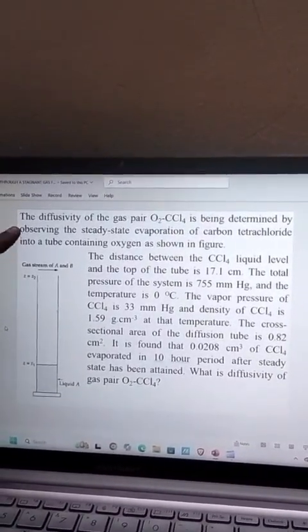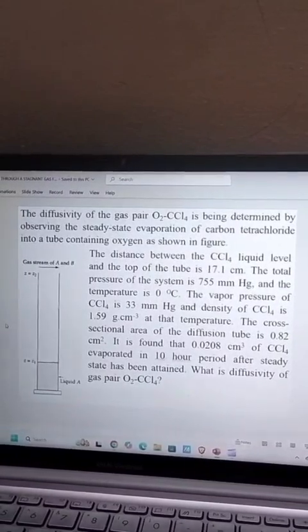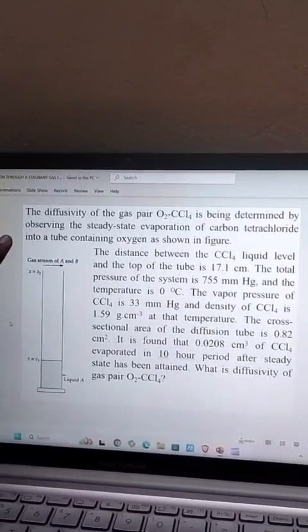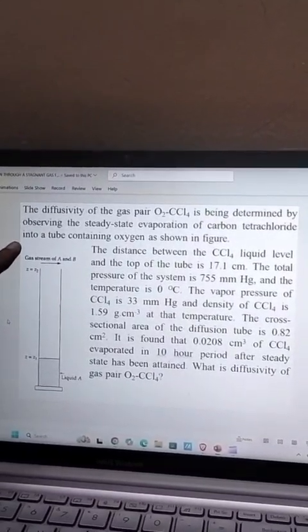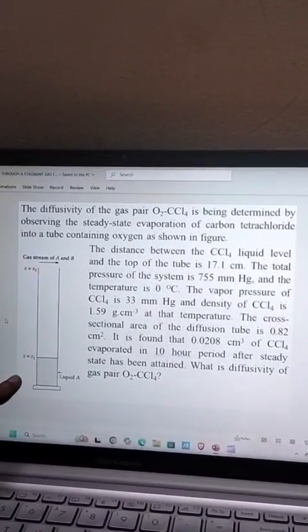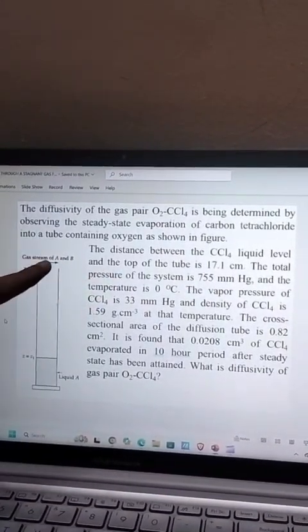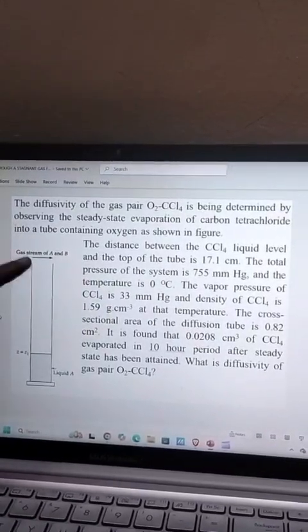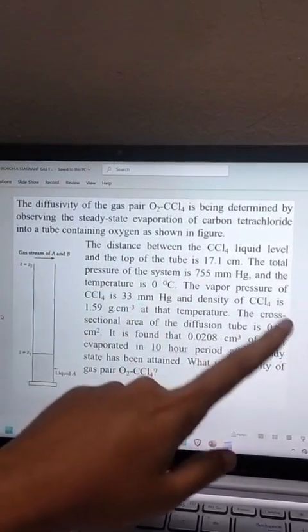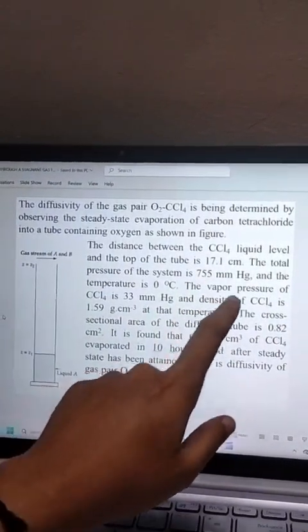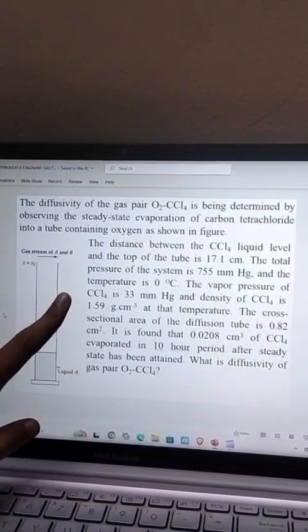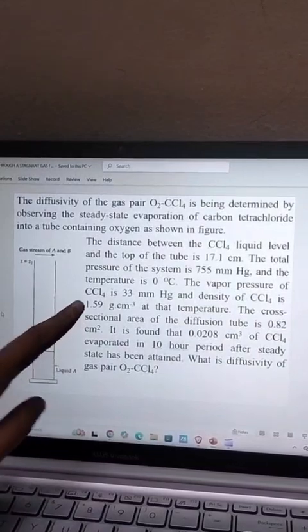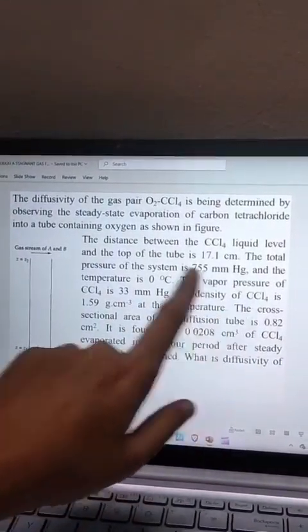The question is something like: the diffusivity of gas pair O2-CCl4 is being determined by observing the steady state evaporation of carbon tetrachloride in a tube containing oxygen, as shown in the figure, which is this figure. The distance between the CCl4 liquid level and the top of the tube is 17.1 centimeter. The total pressure of the system is 755 mmHg, and the temperature is 0 degrees Celsius. The vapor pressure of CCl4 is 33 mmHg, and the density of CCl4 is 1.59 gram per centimeter cube at that temperature, which is 0 degrees Celsius.